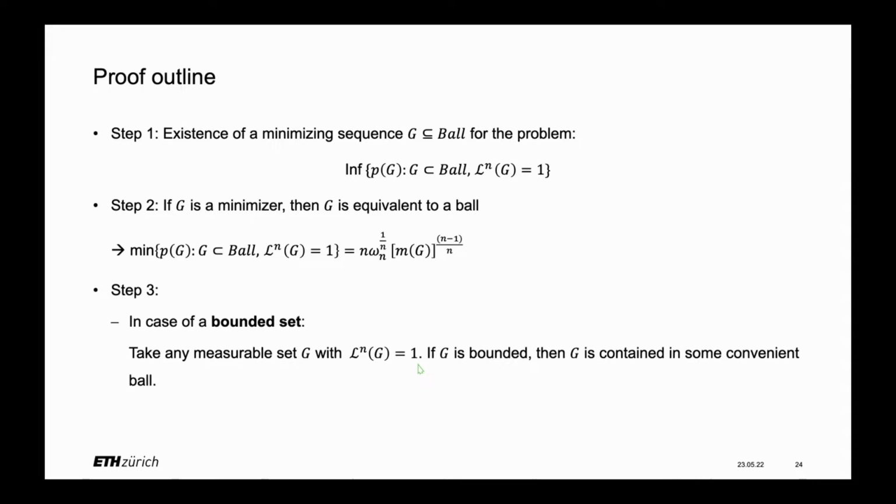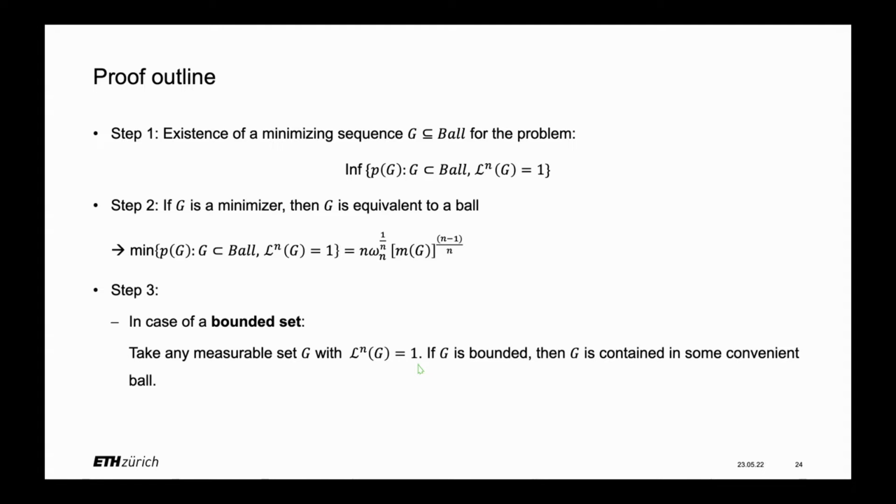So here there is actually also some calculations we need to do, which I want to elaborate here. And step 3, the last step, is we have to distinguish between different cases. So for today, what we've seen is the case if we are having a bounded set. So P of G is, so if it's bounded. So we're taking any measurable set G with ln of G is equal to 1. If G is bounded, then G is contained in some convenient ball.